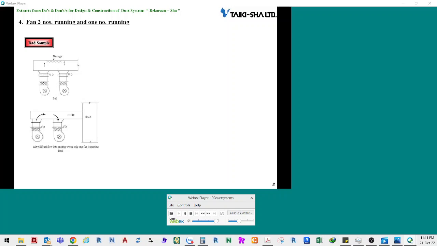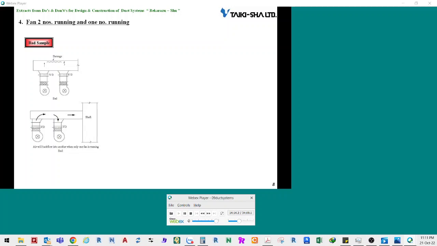Now, I will explain about ducts for fan outlets when 2 fans are arranged in a row. A bad example is shown in the diagram on the slide. If a duct, as shown on the upper left side, is used when 2 fans are operated at the same time, the duct is likely to break.